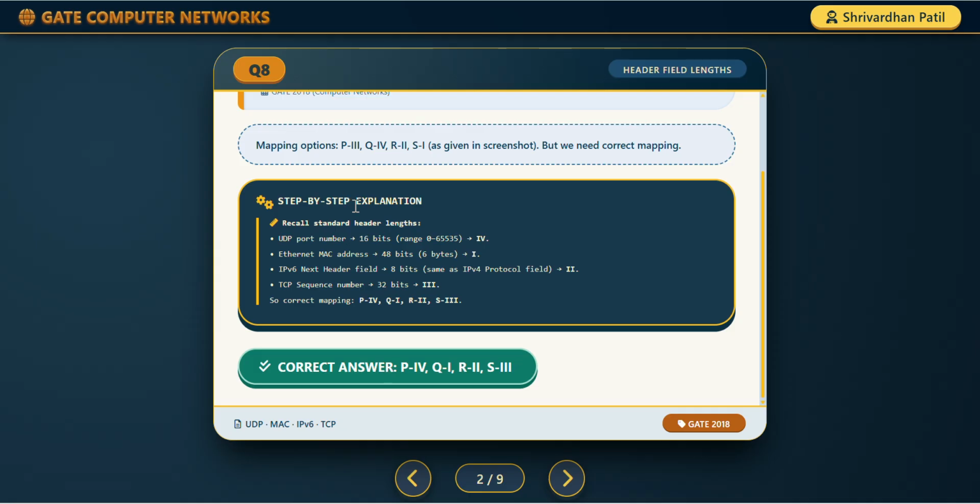I'll just show you the complete explanation. The complete mapping would be P mapped with 4, Q mapped with first, R with second, and the rest S with third. So the option is, yeah, as you can see. So moving towards the next question.